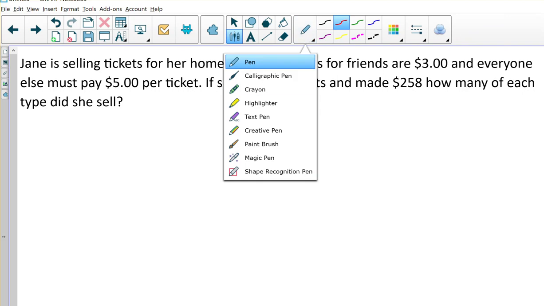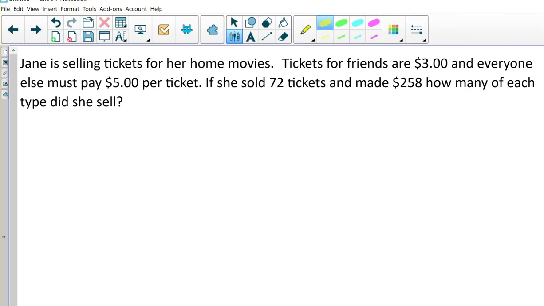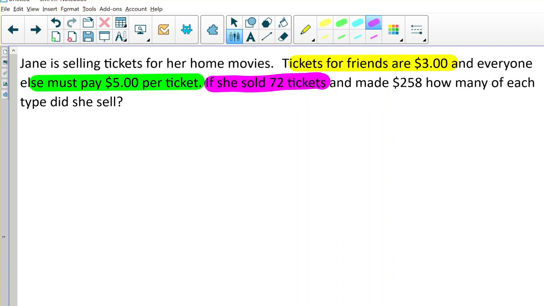Okay, so what I like to always do is highlight some important information. So tickets for friends are $3. Everyone else must pay $5 per ticket. She sold 72 tickets total and she made $258. So we are trying to figure out how many of each type of ticket she sold.